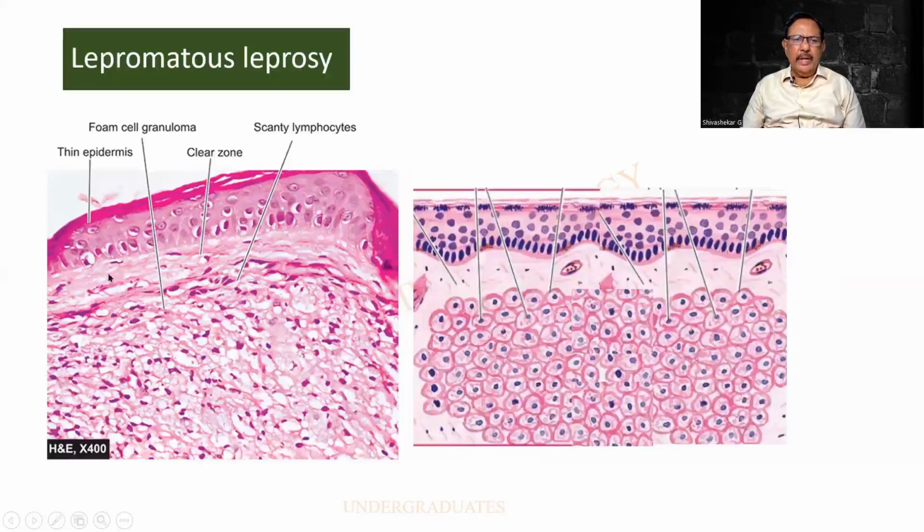And a diagrammatic representation of the same, the epidermis, dermis is packed with these foamy macrophages that are arranged in sheets. Don't draw a granuloma. So this is the acellular zone. It is a case of lepromatous leprosy.